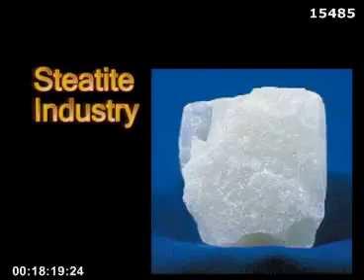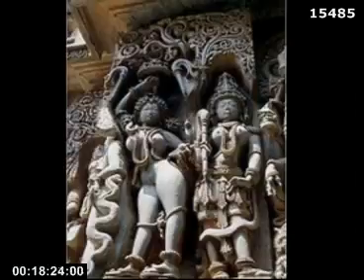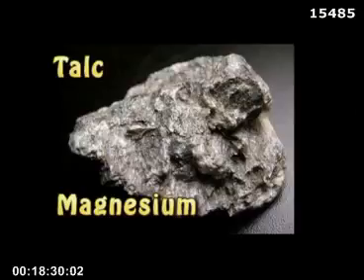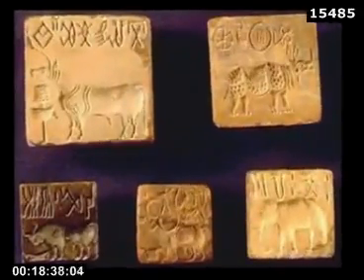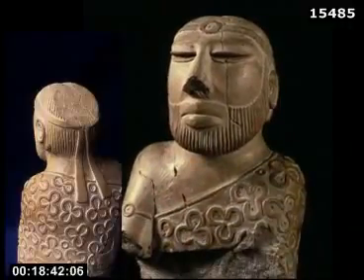Steatite is popularly known as soapstone. It is commonly used for very intricate carvings. It is a metamorphic rock rich in talc and magnesium. The Harappan civilization used steatite to make weights, inscribed seals and tablets. But the most important work that has come down to us is this so-called priest king.